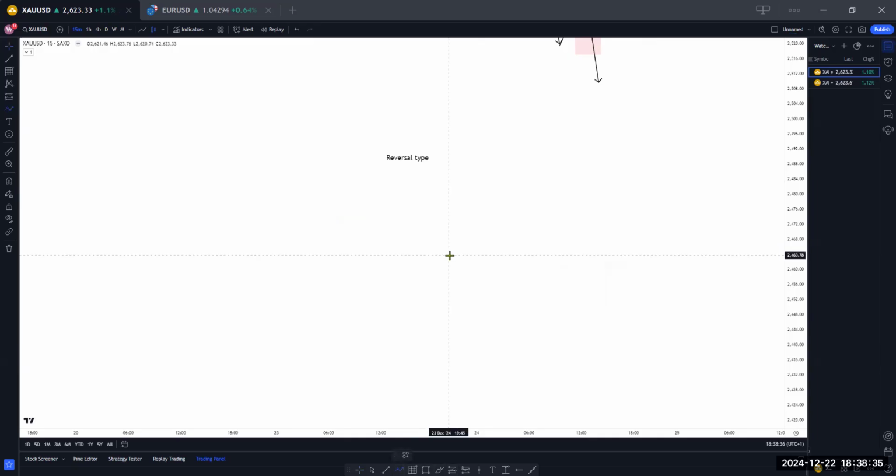Now the reversal type can come in many forms. But the idea is that there is usually a shift in market structure. So you have something like this. I'm going to do both bullish and bearish examples. So for the bullish example, you probably have something like this. So it's a reversal. That means there's a sell trend going on.